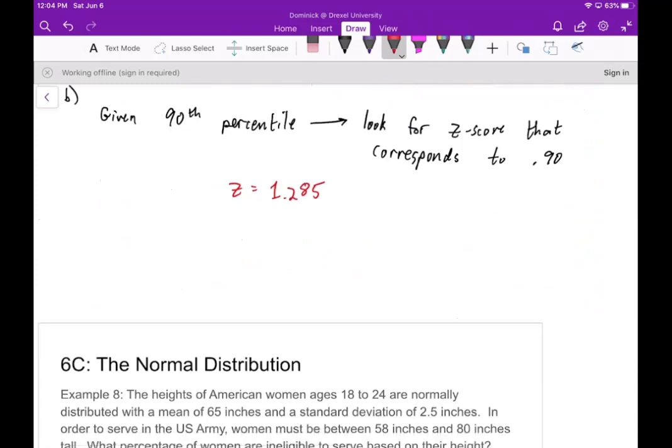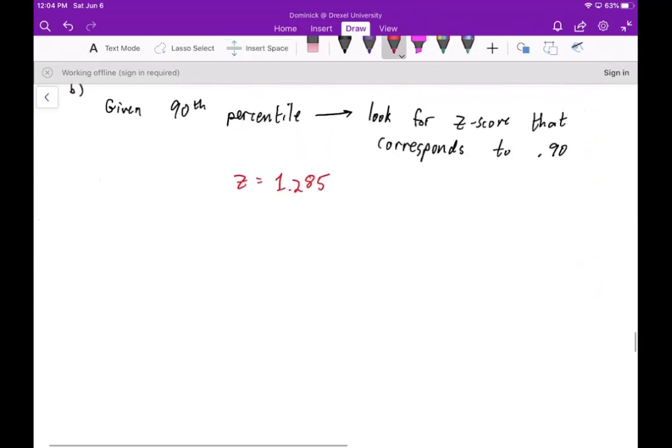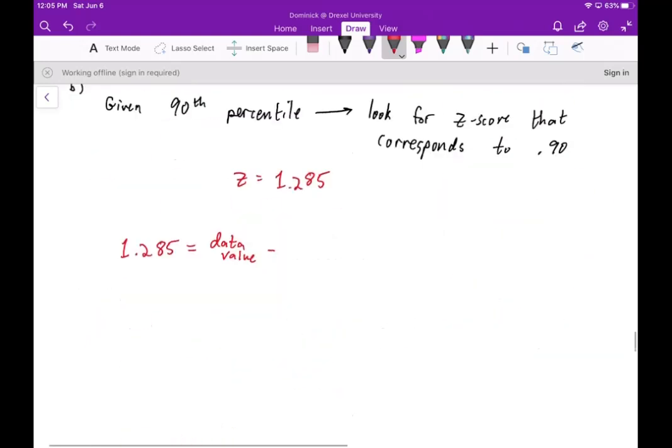So now we need to use our formula again and work backwards. We have 1.285 equals the data value that we need to find, minus the mean, which is 178, divided by the standard deviation, which is 16. Now we can solve for the data value by multiplying both sides by 16. And if we do 16 times 1.285, we get 20.56.